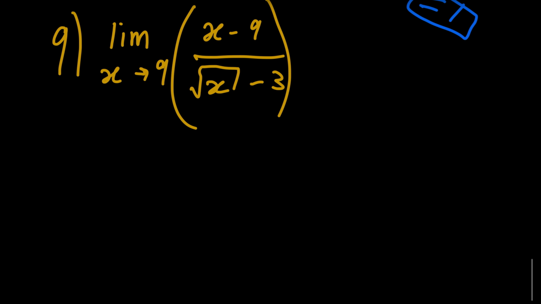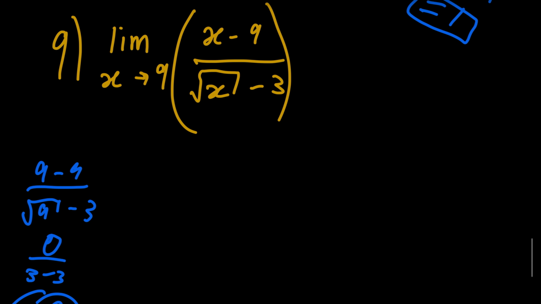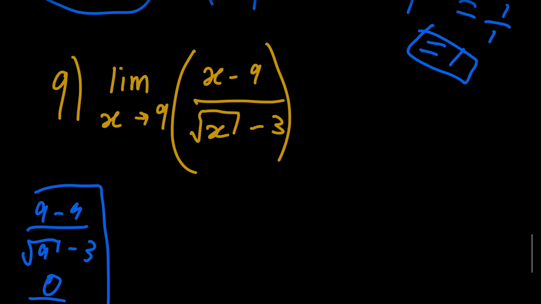And, okay, last question here. Limit as x approaches 9 of (x minus 9) divided by (root x minus 3). So let's plug in 9. We get 9 minus 9 divided by root 9 minus 3. So we get 0 over 3 minus 3, which is 0 over 0. So that's another indeterminate form. This time, we can use L'Hopital's rule. It's not illegal to use L'Hopital's rule here, but since we have the square root, it's a little bit more tricky.